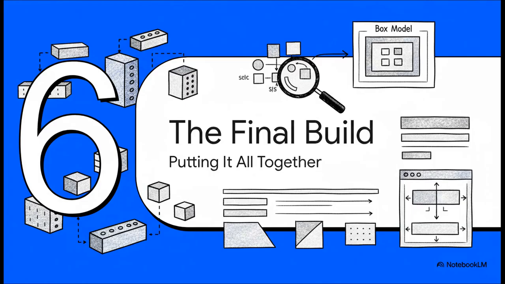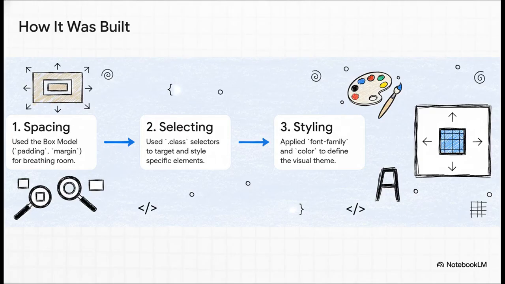All right, we've got all our pieces. We've got the box model for our spacing, we've got selectors to target things, we've got our styling properties, and we've got Flexbox to line everything up. It is time to put it all together and build that profile card we saw at the start. So let's break down how each building block played its part.